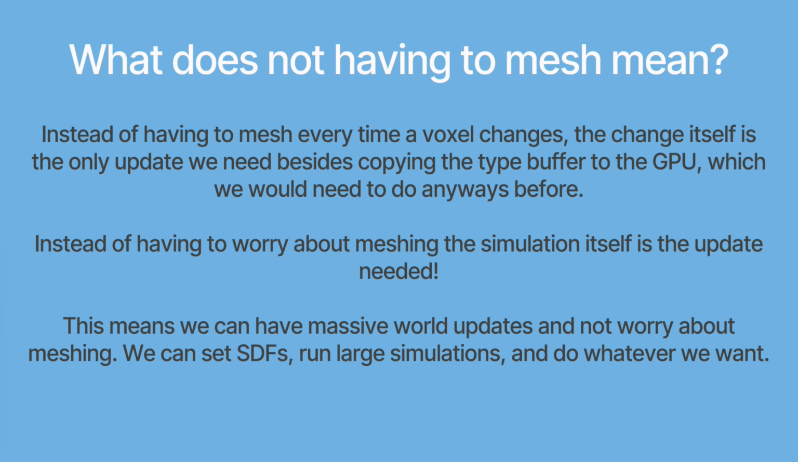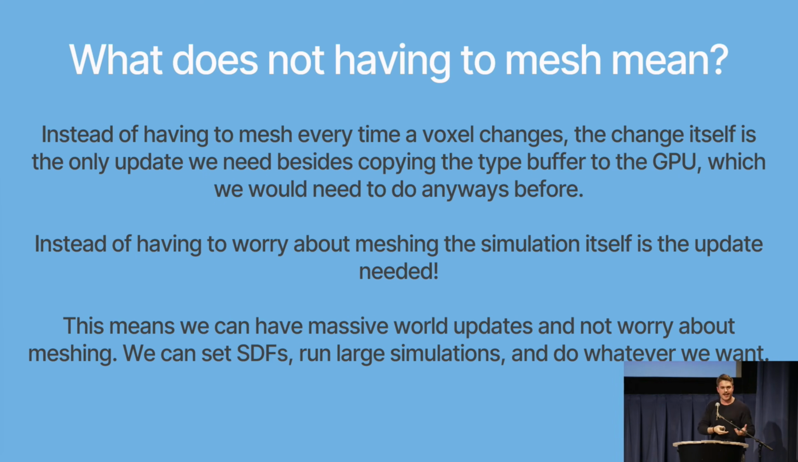And actually, you could even do an optimization where you took a bit array, uploaded that, and used that to test if it's air. If it is air, don't texture, but if it's not air, you just have an adjacent buffer that's sparse with the types, and then you could get those types. So lots of optimizations here, right? So instead of having to worry about meshing at all, the simulation is the update itself. That means we could have massive world updates and not worry about meshing. We can set SDFs, run large simulations like a huge game of life, and do whatever we want, basically.